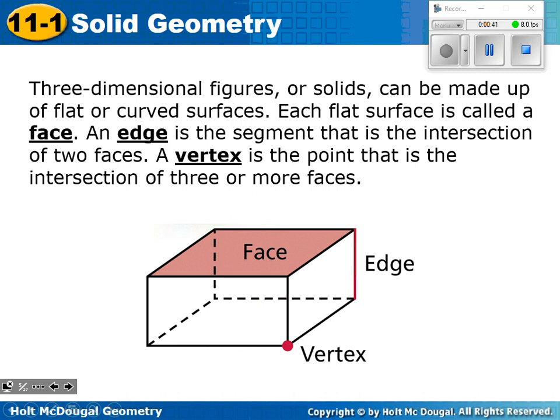So a face is going to be the flat surface in your three-dimensional shape. So, like a plane. So if you look at this shape, how many faces does it have? 6, okay? So it has 6 faces. An edge is going to be a line segment where 2 faces meet. So it's the intersection of 2 faces. So how many edges will this shape have?